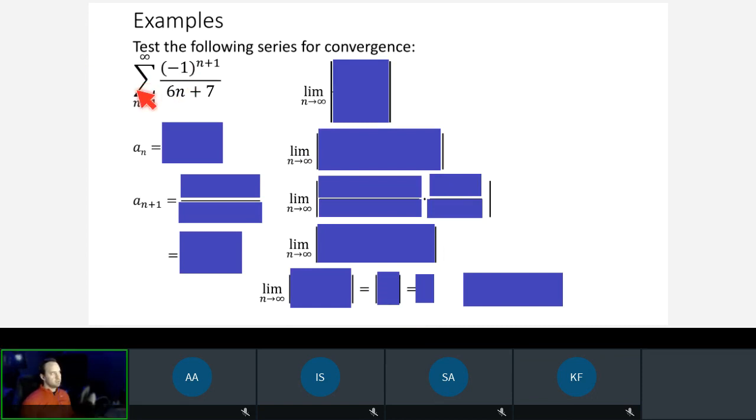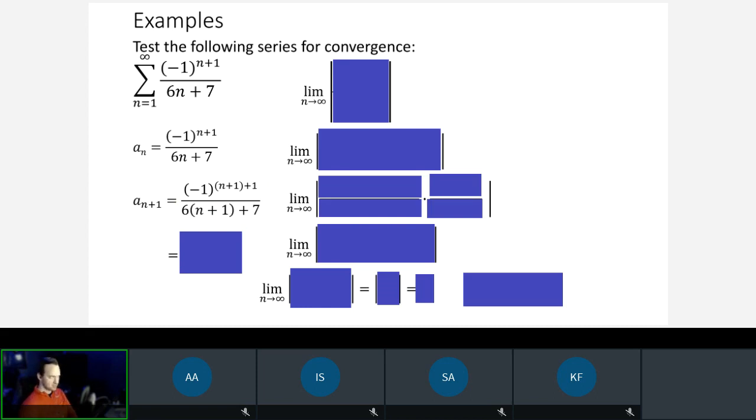Okay, so we want to test this sequence, the series. So a sub n is just what's given. A sub n plus 1, we just plug in n plus 1 into n. This one's a little confusing because the original problem already has n plus 1, so it's deceiving when you look at it. All you got to do is wherever you see n, you replace it with n plus 1. Don't overthink this part. Do not overthink it. And we need to simplify.